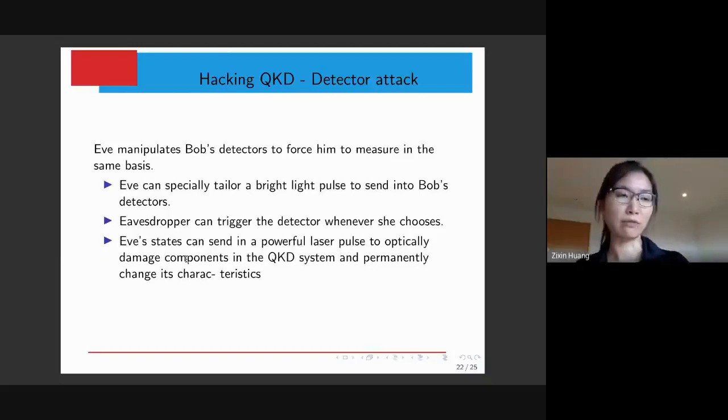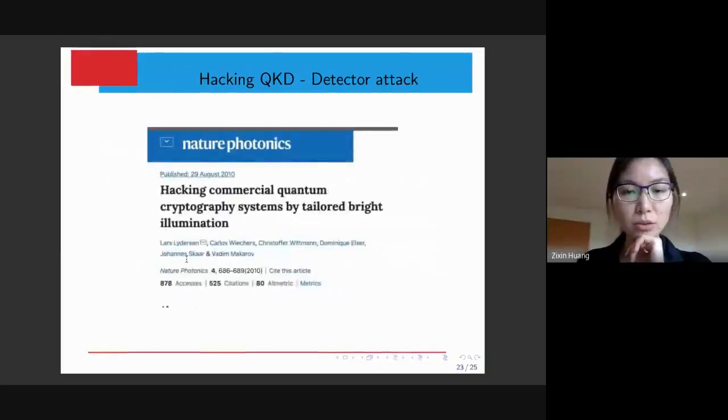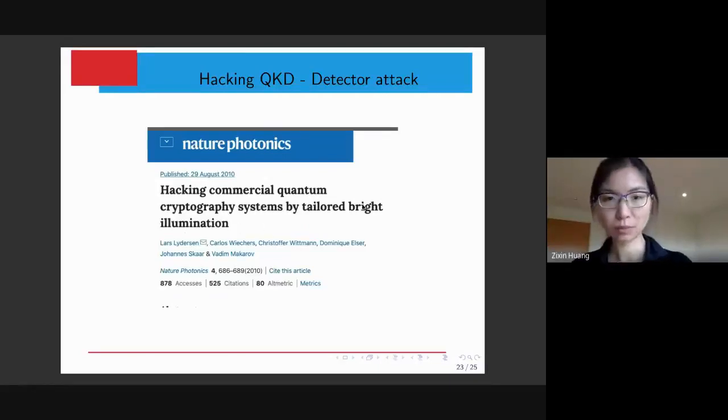Because Alice and Bob both have QKD devices, right? If they don't know about the damage, and Eve has made use of that, then they don't necessarily know if that is the case, because your QKD systems are not necessarily equipped with alarm triggers. So this is a particularly nice paper that describes hacking commercial quantum cryptography systems by sending light into Bob's system. So this is the reference if you're interested in reading it.